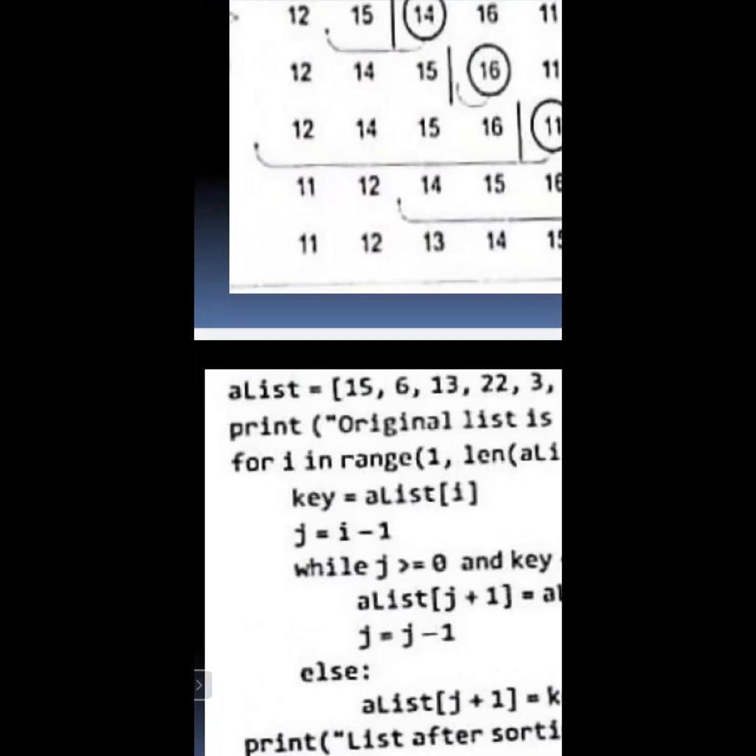Then 13 will be compared to 15. Condition true or false? False. 13 will be the element before 15. Then what is the new list? 6, 13, 15. Can you understand? Yes, sir. In the first round itself, 6 and 15 will be swapped. Now 6 will be in the first position. After the second execution of the loop, the list is 6, 13, 15.